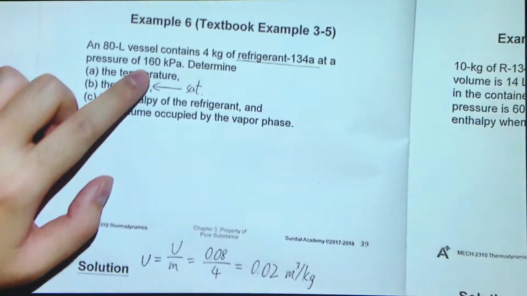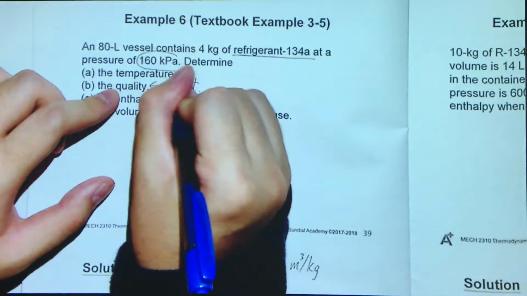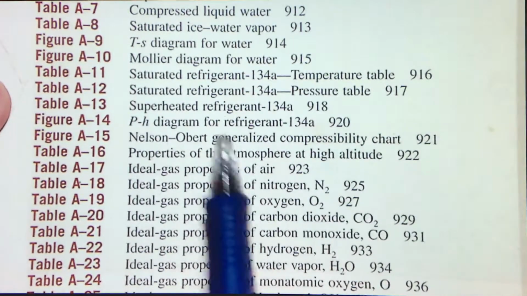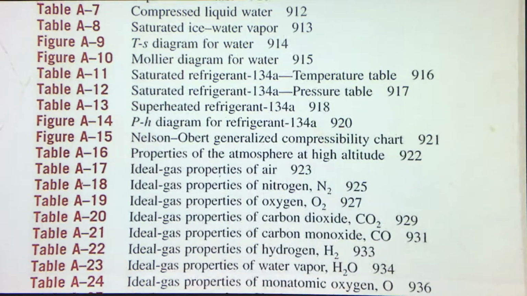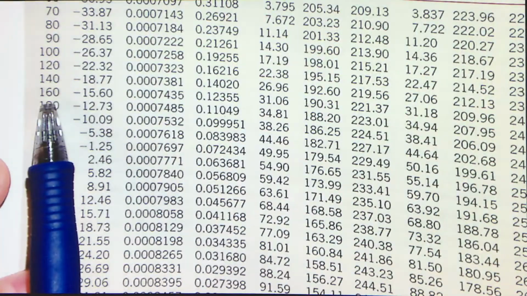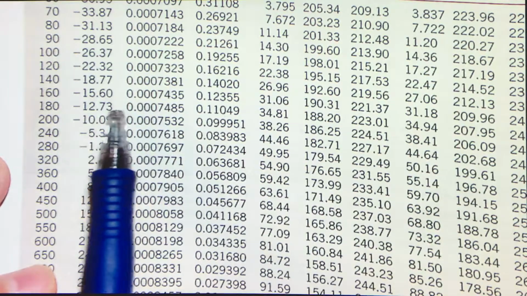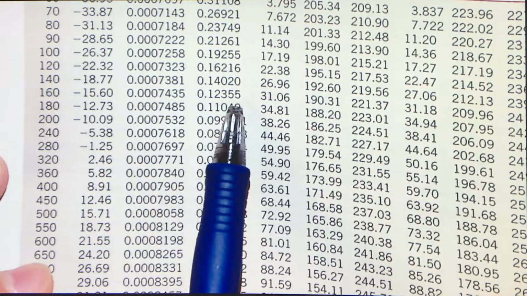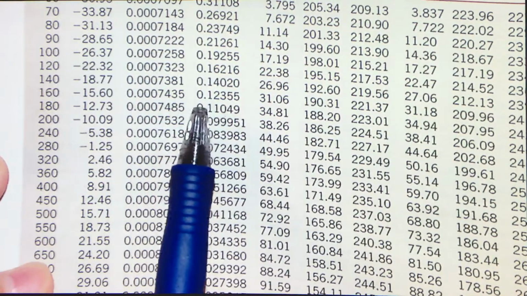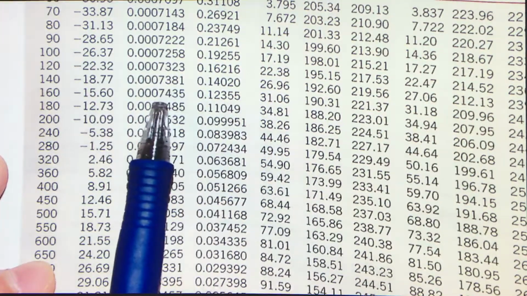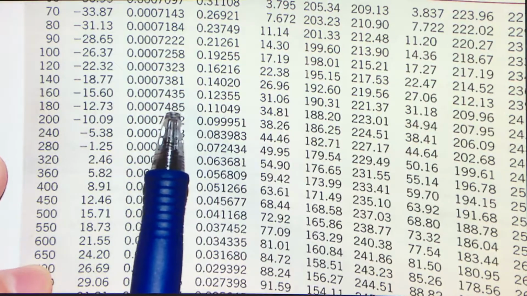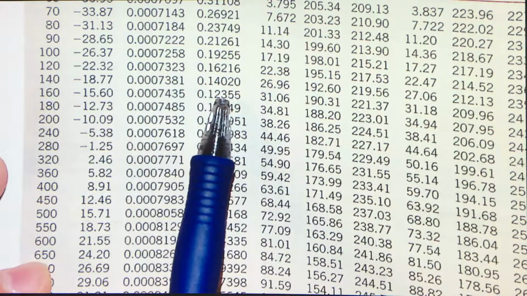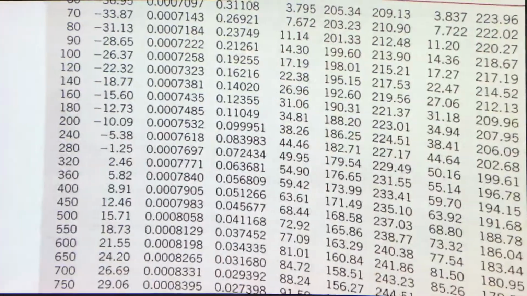Because we are given the pressure here, let's go to the pressure table for R134A. It should be table A12, the saturated refrigerant 134A pressure table. We need to find the properties at 160 kilopascal. So here, 160. This is the saturated temperature, and these two numbers, 0.0007435 and 0.12355, are the specific volume at the saturated liquid and saturated vapor states, respectively. You will see that 0.02, the specific volume we found, lies between these two values. It means that it should be in a saturated mixture state.